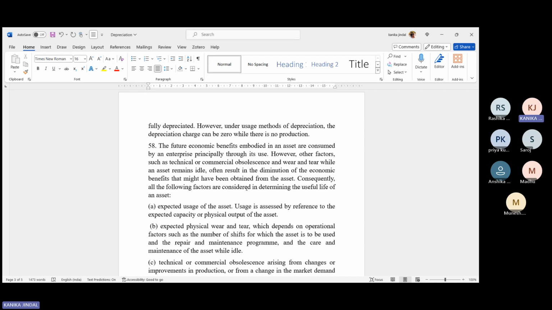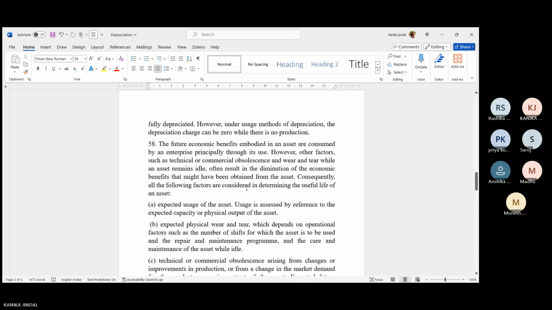ठीक है, उसकी रिपेयर एंड मेंटेनेंस का प्रोग्राम कैसे है, उसकी केयर कैसे की जा रही है, उसको कितने टाइम के लिए आइडल छोड़ा जा रहा है, कितने टाइम के लिए उस पर वर्किंग हो रही है, that the wear and tear depends on all these factors.